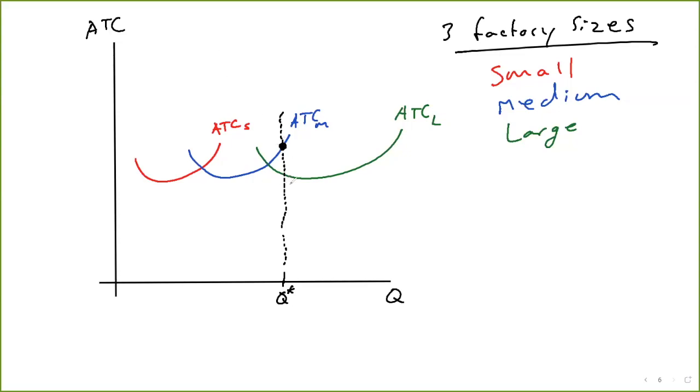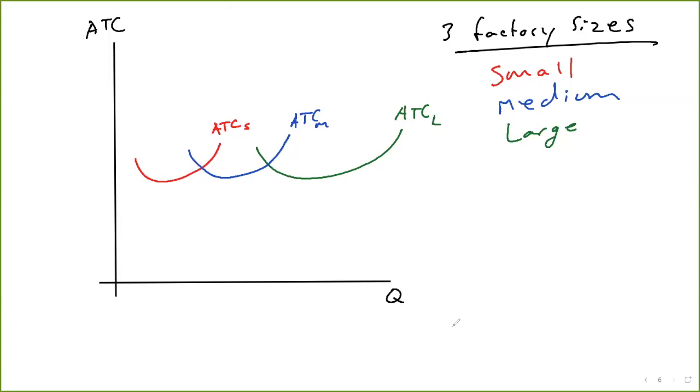Whereas if we use the large company factory, we're going to have a lower total cost for that same level of output. On the other hand, if we produce this amount, which is a little bit less, it's the other way around. The large factory is going to result in a higher average total cost than the medium factory.